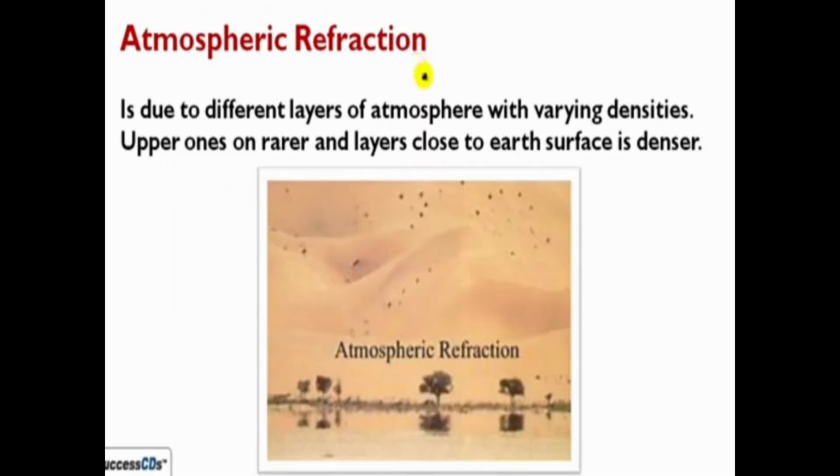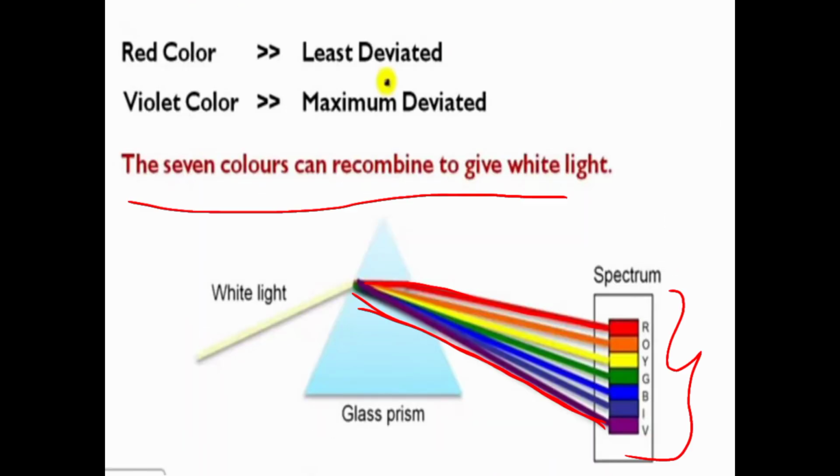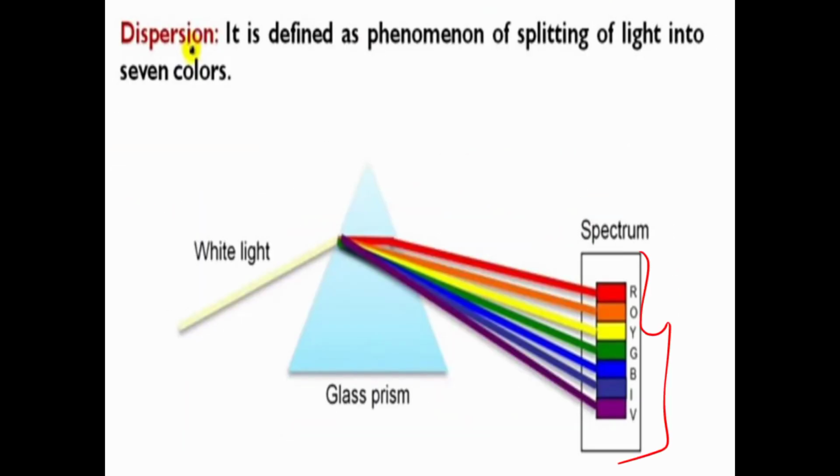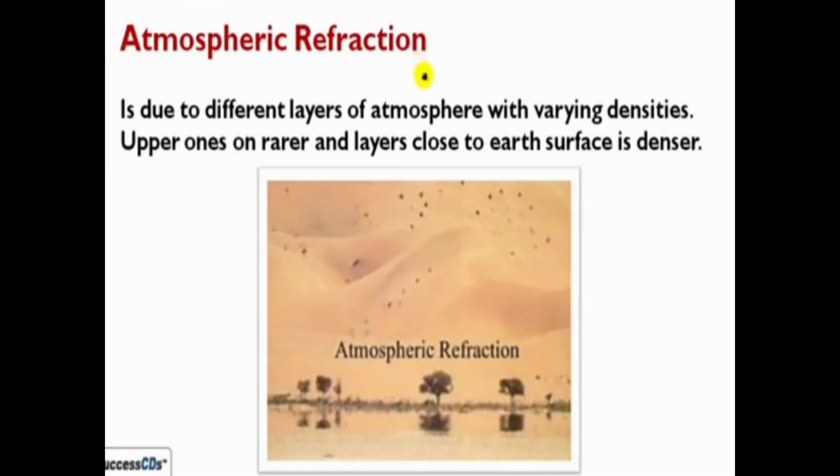So that's why we say in the definition: what is dispersion? Dispersion is the phenomenon of splitting of white light into 7 colors, whether it is the light of a bulb or the light of the sun. Okay, I hope I am clear to you. Now let's study atmospheric refraction. I hope that I am clear with dispersion.